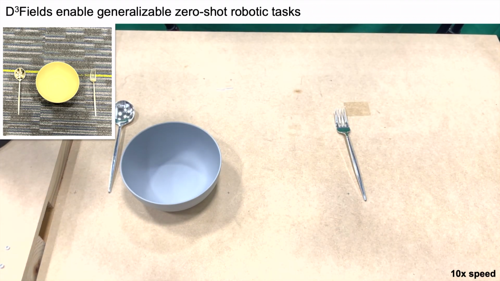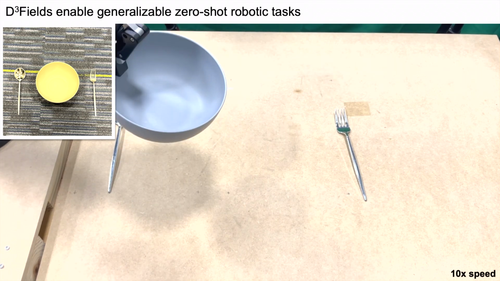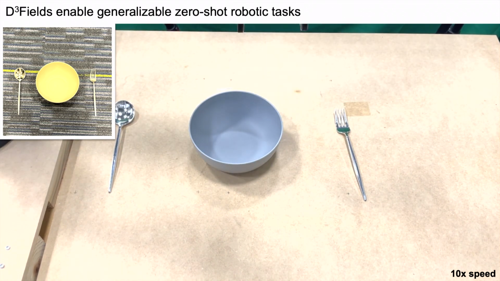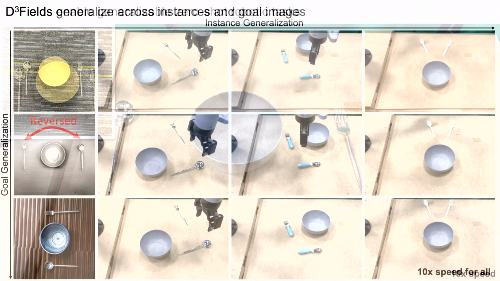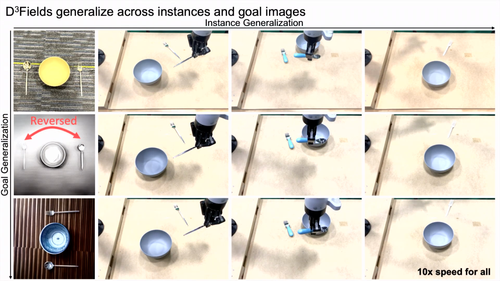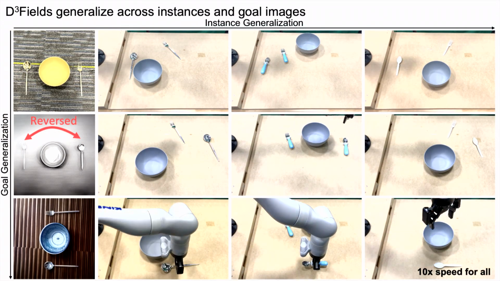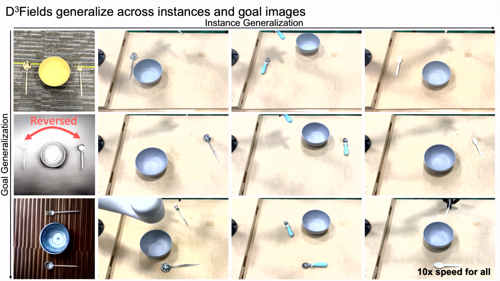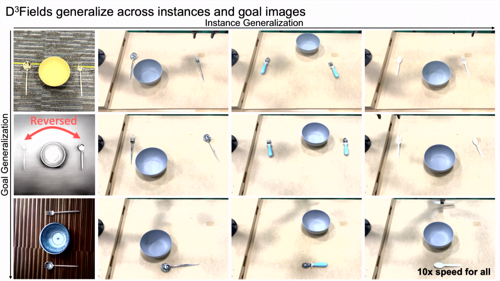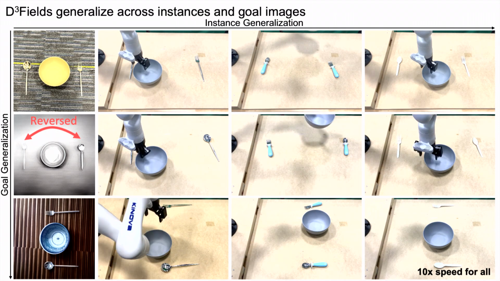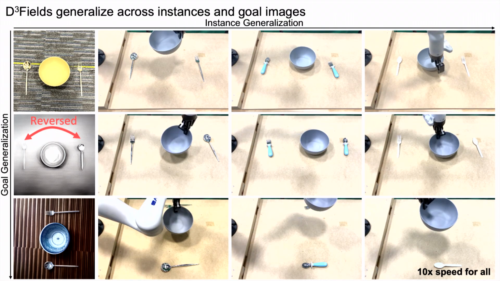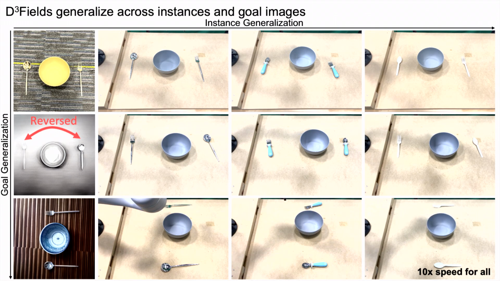One thing to note here is that the background is different, and the instances we are manipulating are also different from the target image. Here are some more examples where the robot can understand whether the knife or the spoon is on the left, and reorganize the table according to the target image. And here are just some more examples.